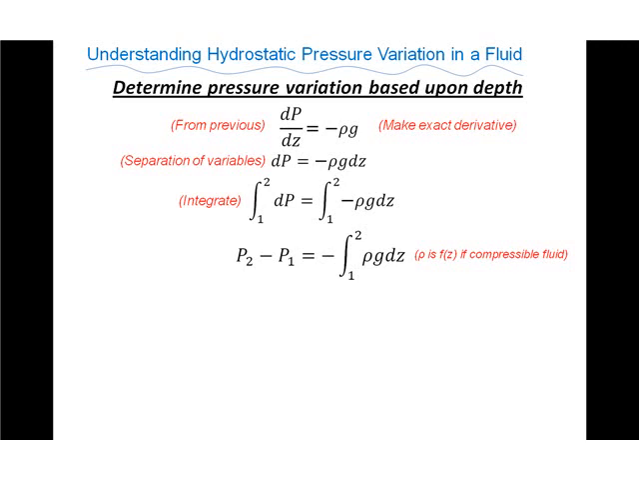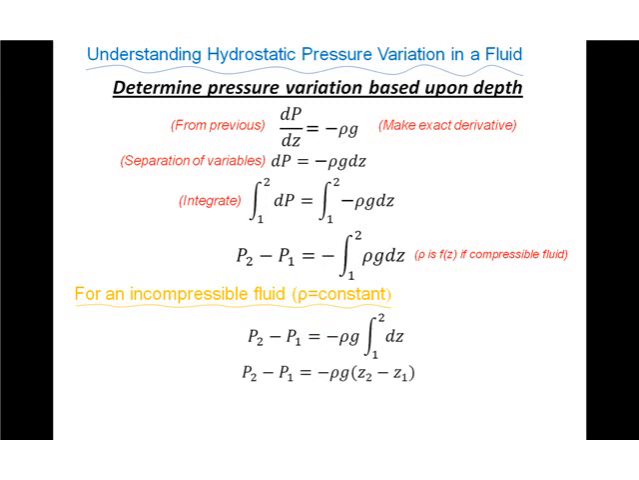On the right side, we have a negative integral from 1 to 2 of density times gravity times dz. Now density can change with respect to the elevation if we have a compressible fluid. Gravity is going to be constant in this case. It does technically change with elevation, but it's a very small change, so we don't really count that as a change. So for an incompressible fluid, we can say that density is constant, and we normally assume gravity is constant as well, then we can pull them out of the integral, and it becomes a very simple integral now.